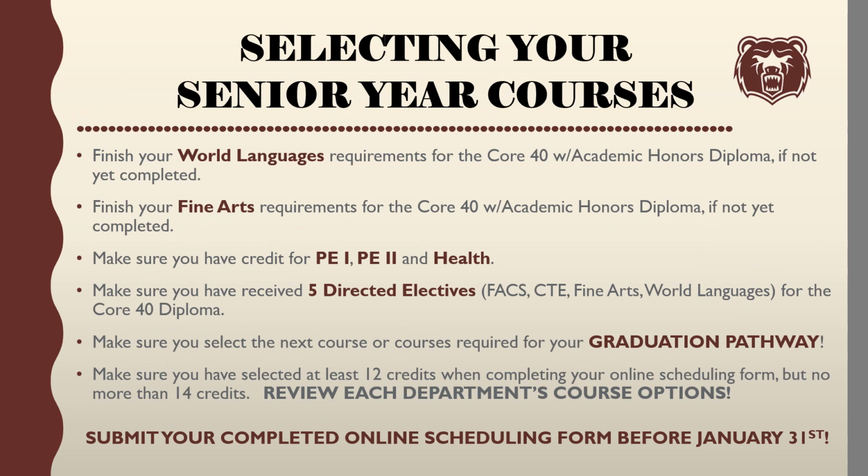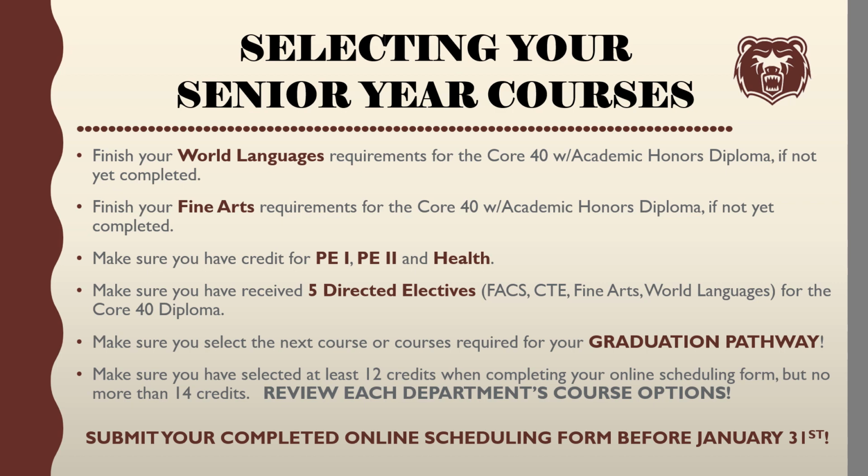So now that we've got your core courses covered, here are a few things to keep in mind when selecting your remaining classes for next year. If you're on track for an academic honors diploma, make sure you've accounted for the world language and fine arts required for that diploma. If you have not received your health credit or both of your PE credits, try to take those courses in summer school.